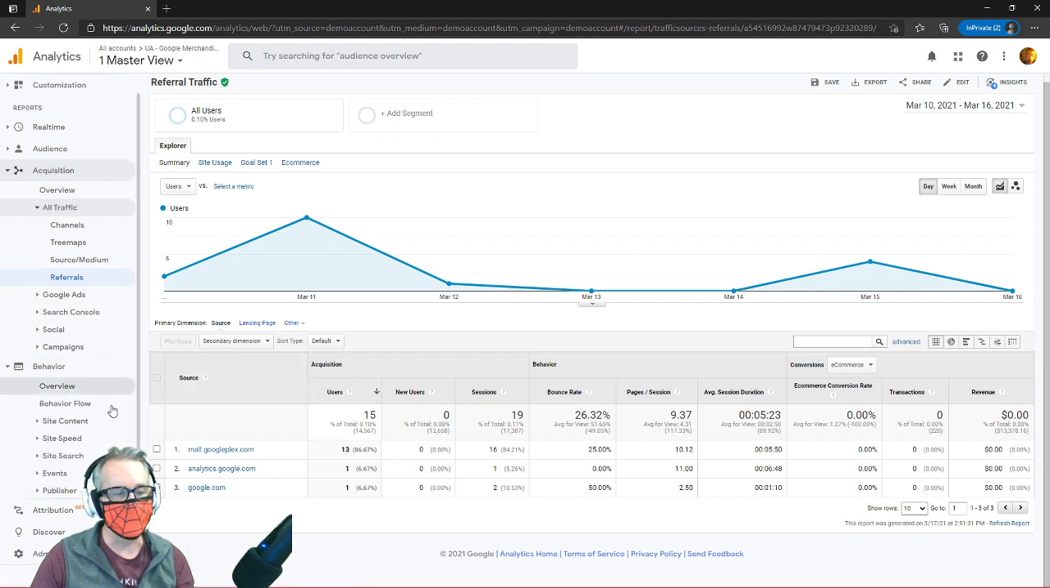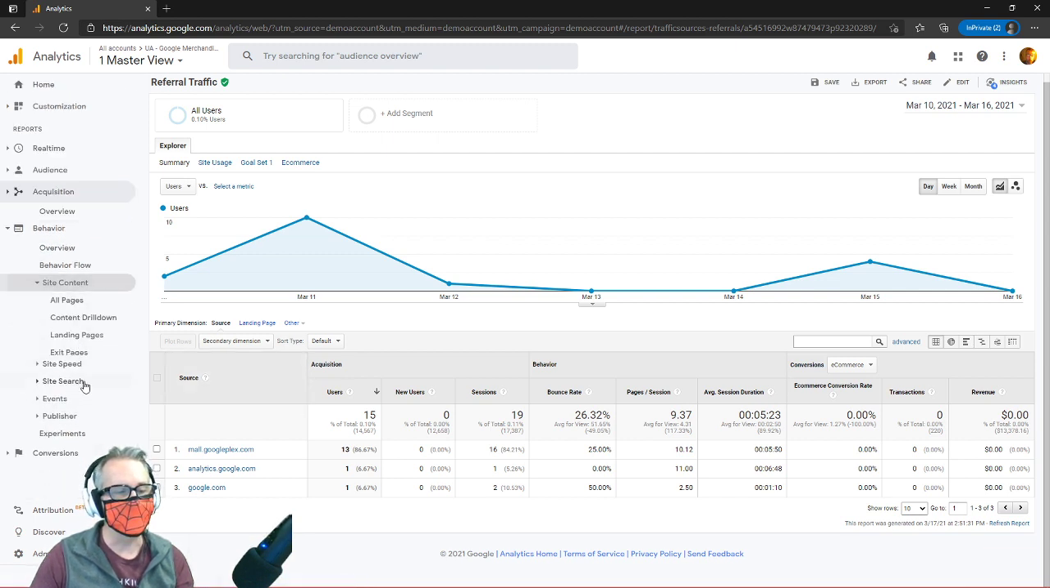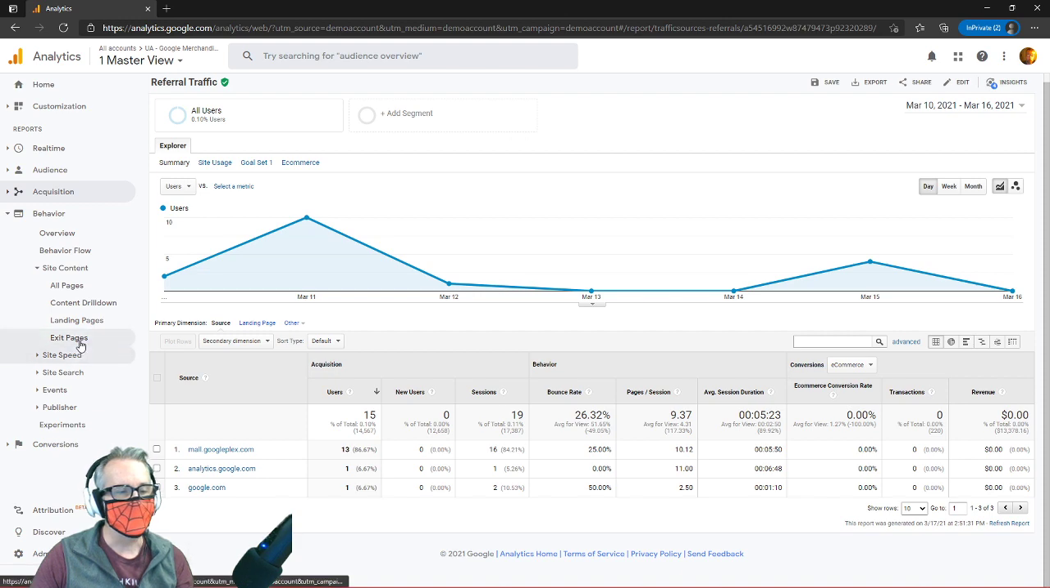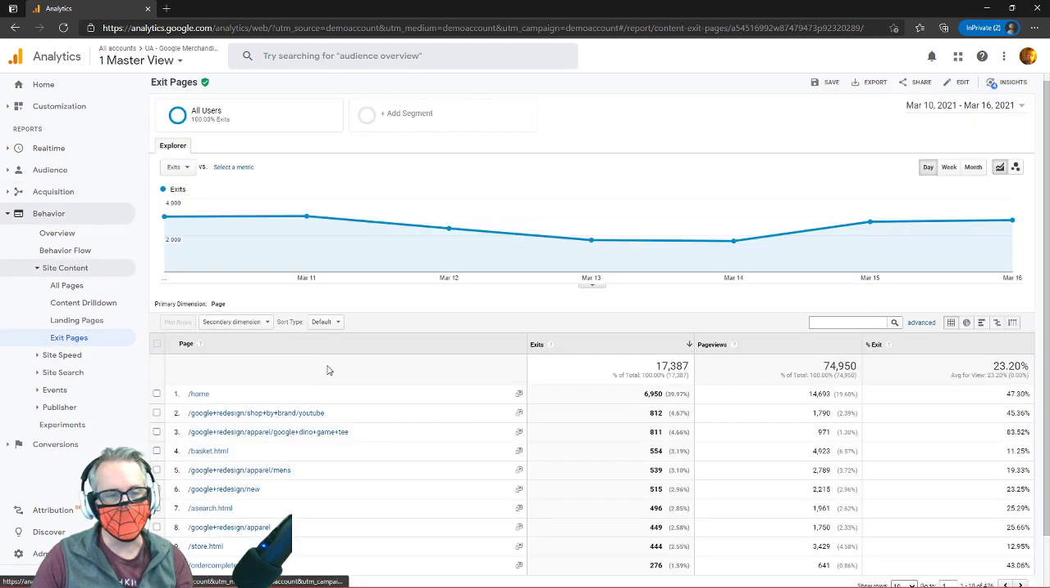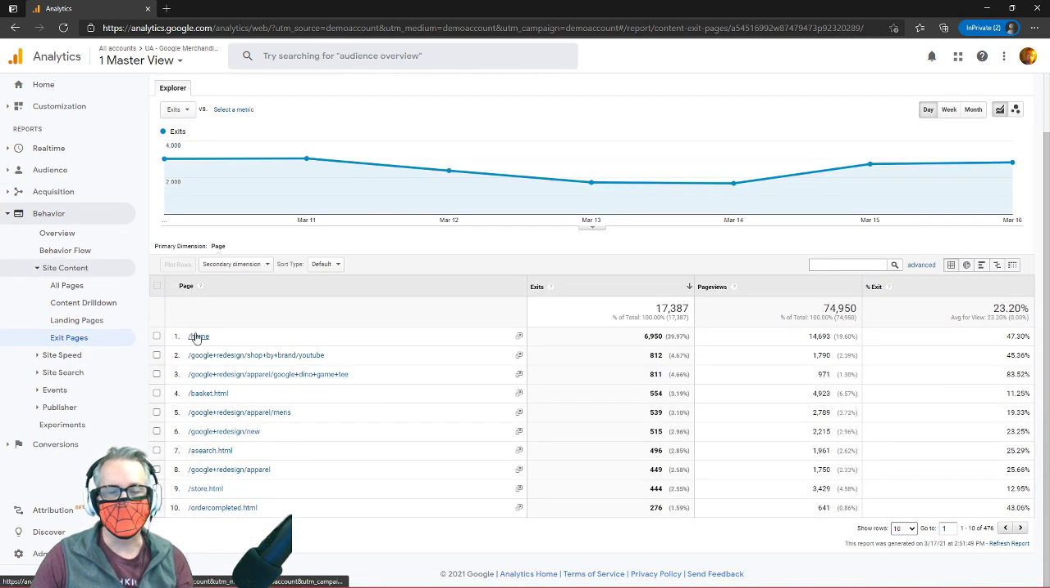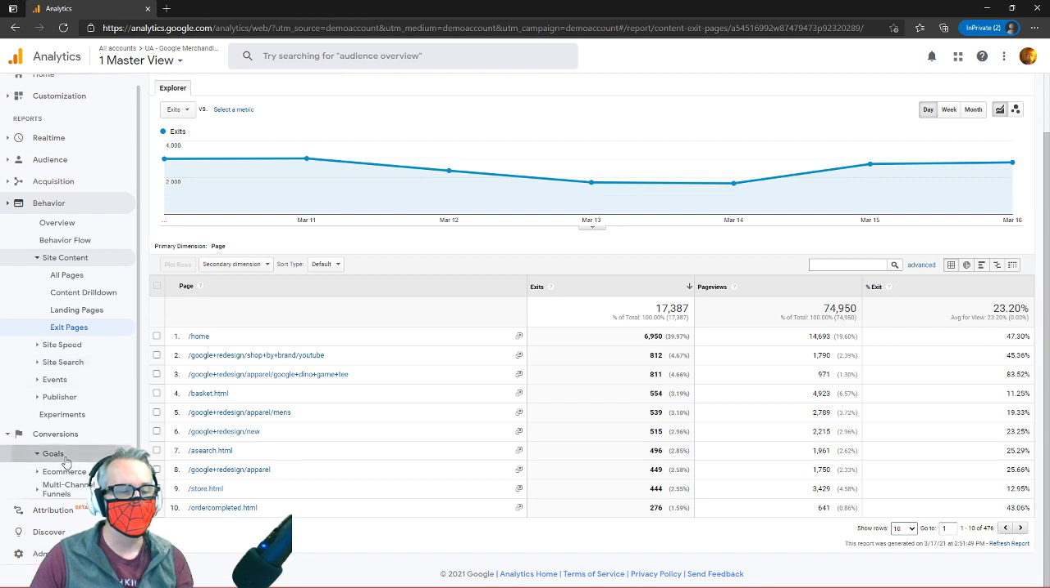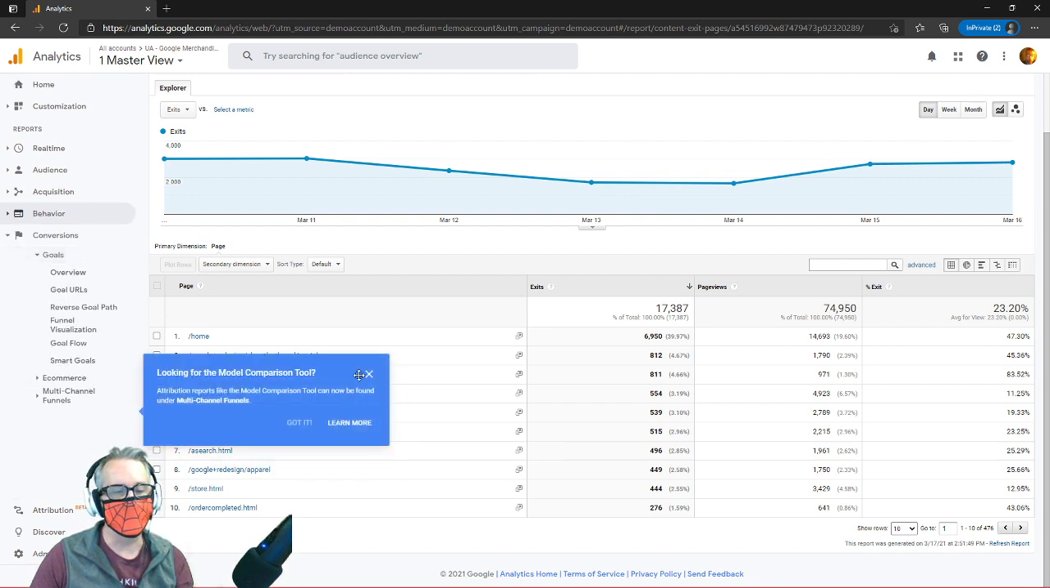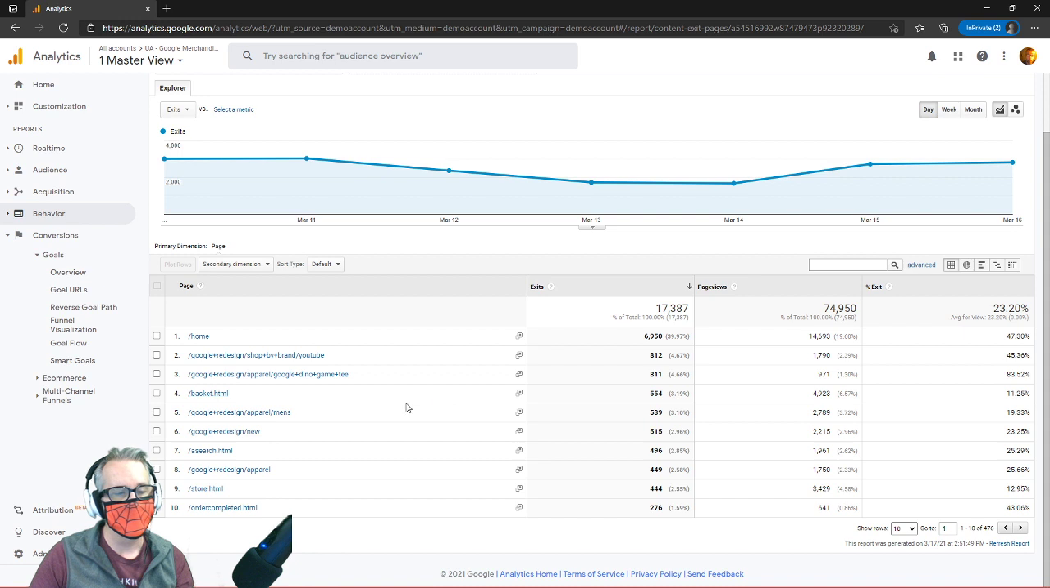Behavior, you can look at what they're doing. You can see what is the average exit page. A lot of times people leave from home, the home page, right? Maybe these are different from the basket. Maybe they're from the store. You can look at conversions, right? These are different goals. Looking for the model. No, I'm not. All right.